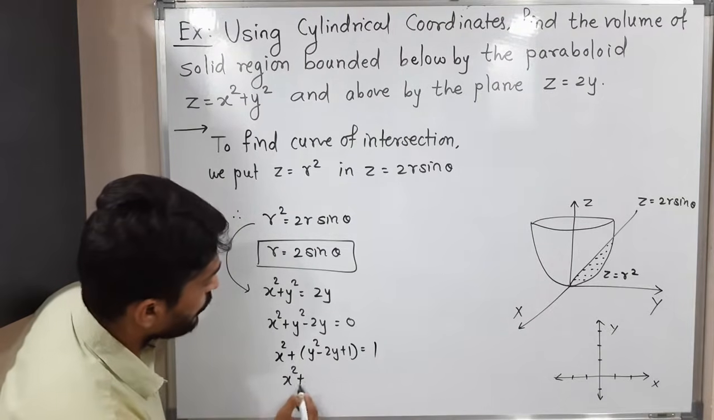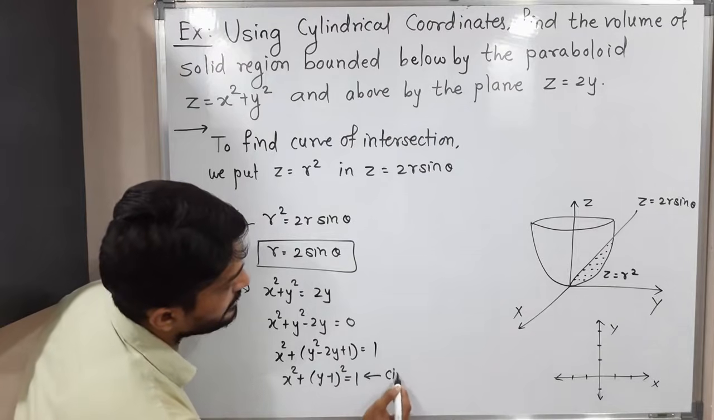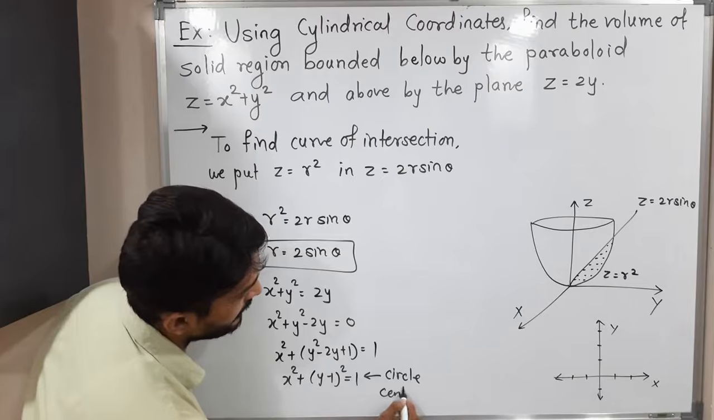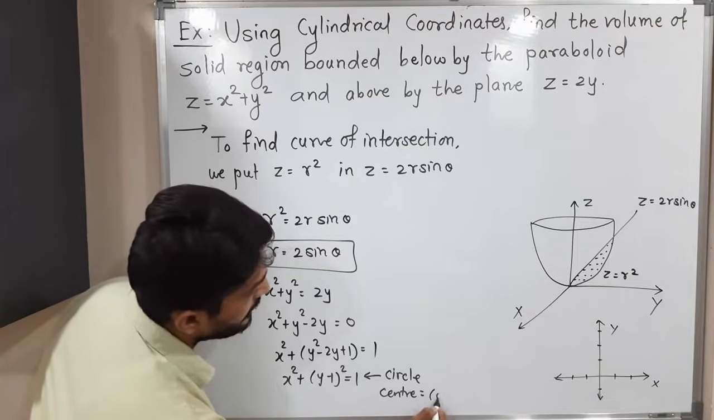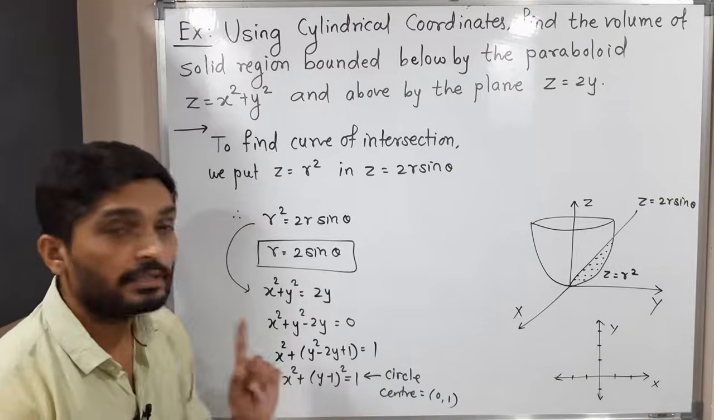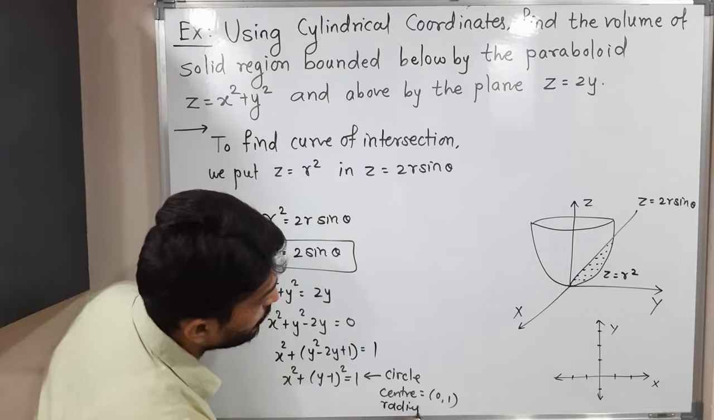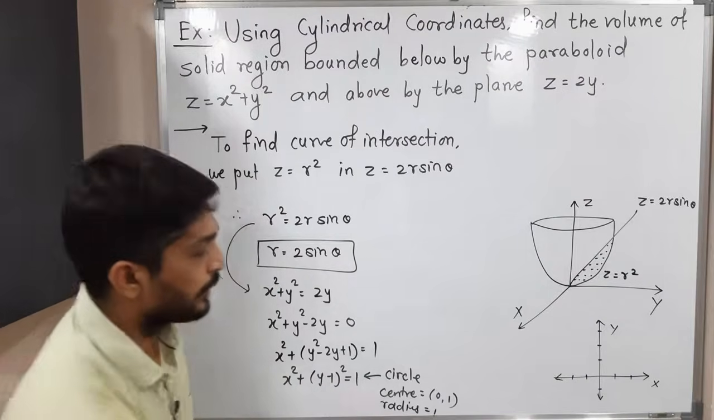So this is equation of what? x square plus (y minus 1) square is equal to 1. So you can easily say this is a circle. Its center will be 0, 1. X minus nothing is there, so that's why 0, and y minus 1 is there, so that's why 1. What will be its radius? Radius is again 1, since on this side we have 1, so radius is 1.